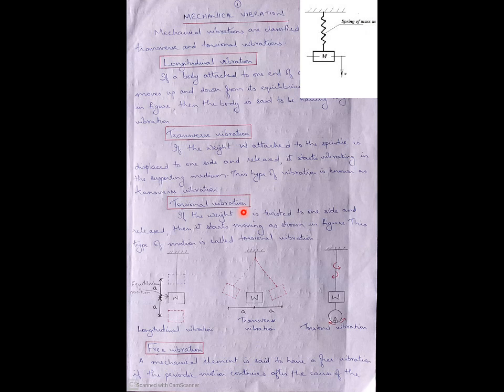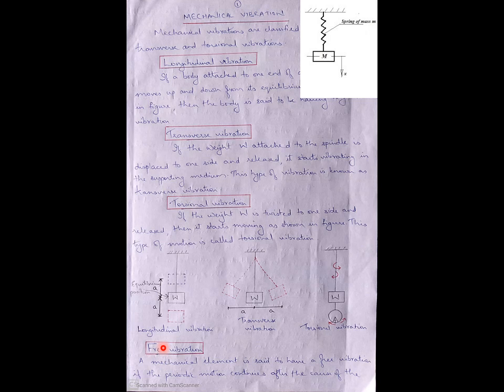So these were the classifications of mechanical vibration based on the direction of motion, that is longitudinal direction, transverse direction, and torsional vibration. Now let us see two more classifications of vibrations or different types of vibrations. The first one is free vibration. Next one is forced vibration.